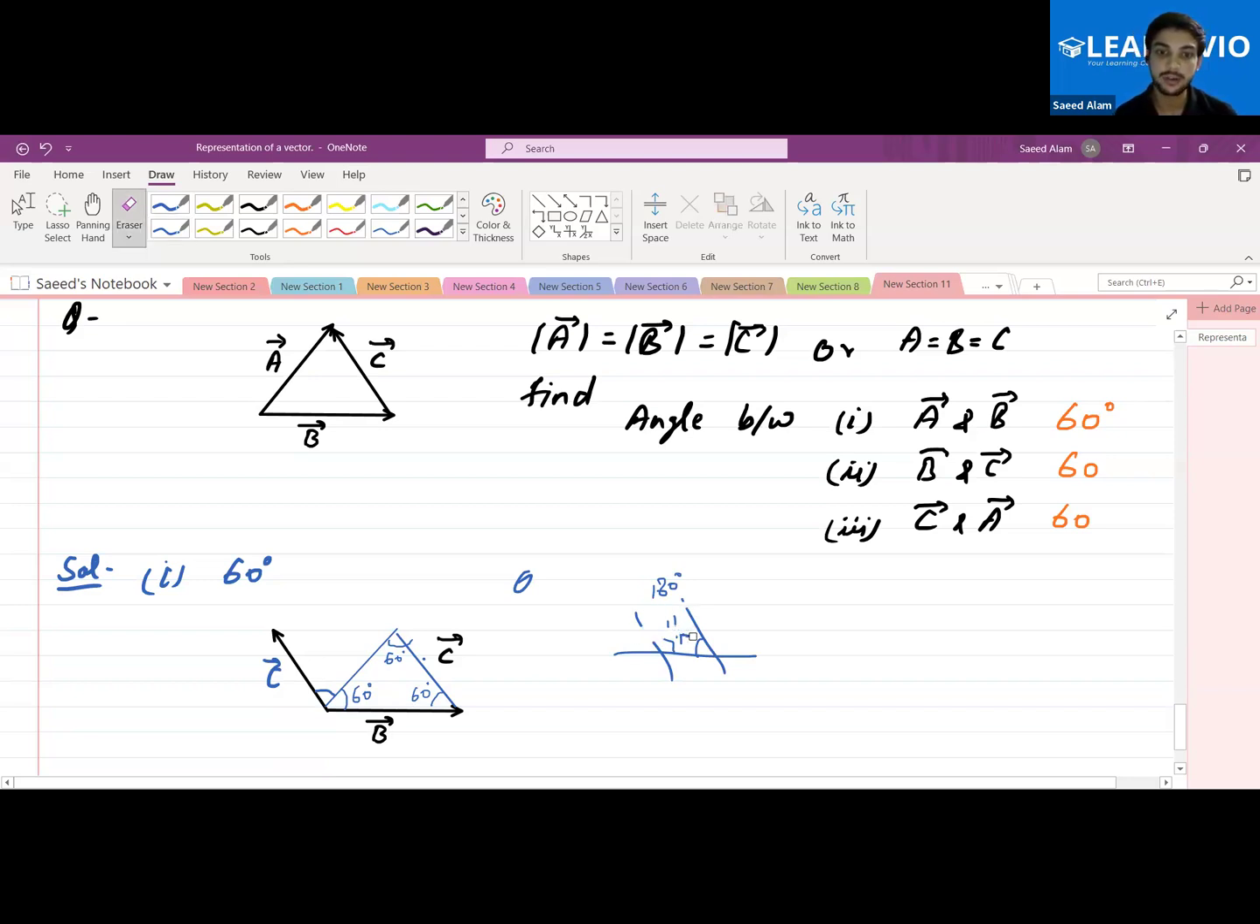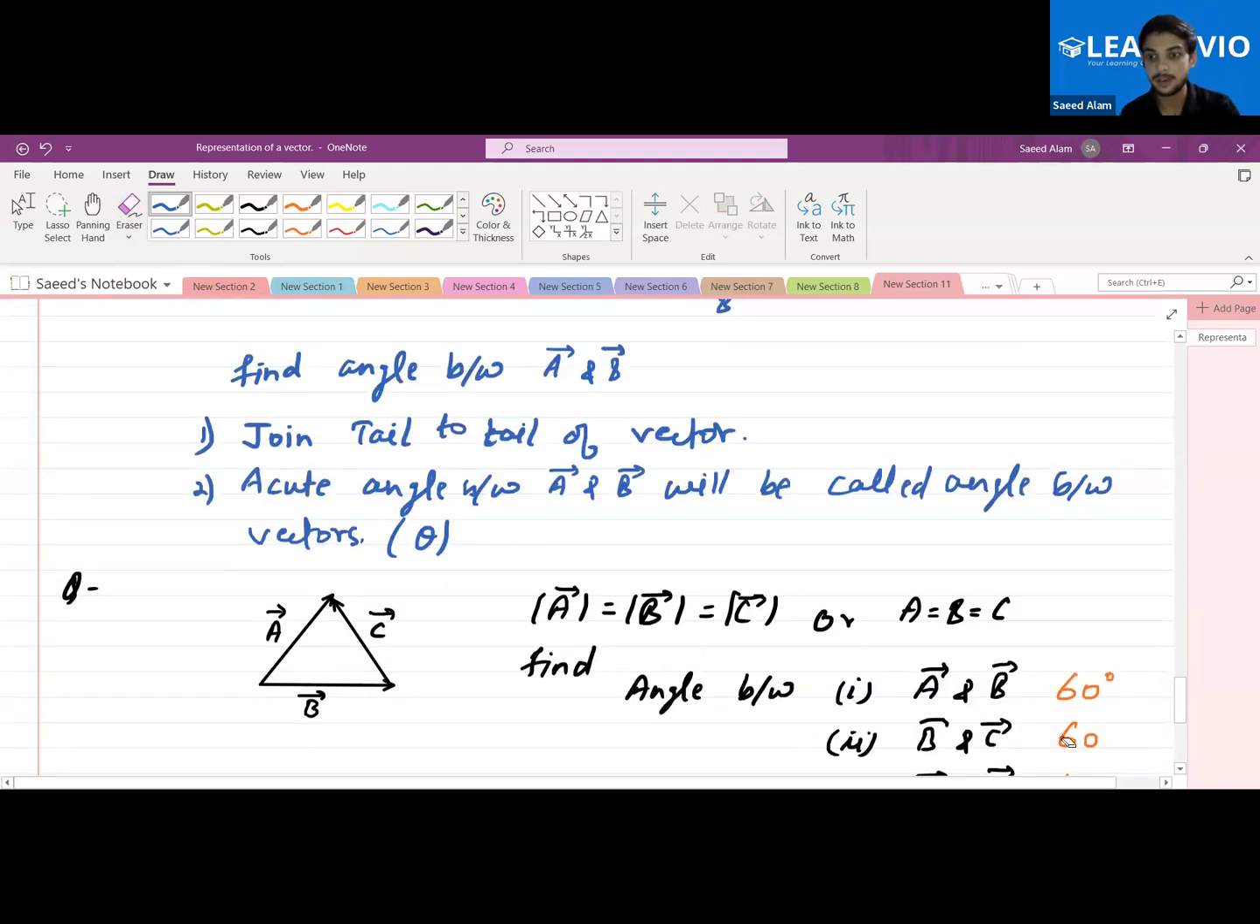So can you tell me now what this complete angle will be equal to? That will be 120 degrees. Yes, this is the correct answer here. So why am I writing 180? I should write 120 here. So the answer for the B and C part will be equal to 120 degrees.